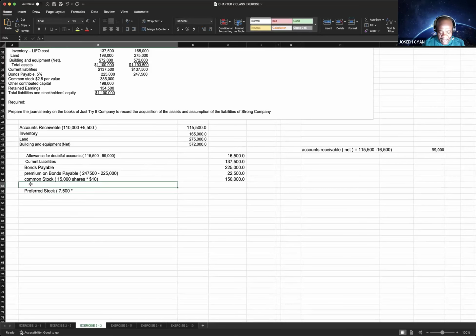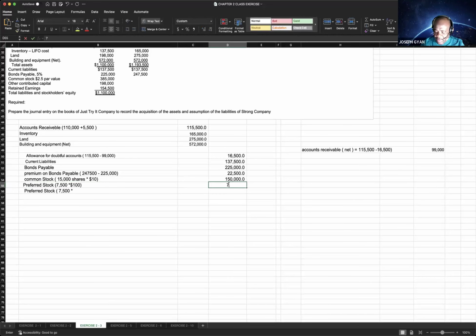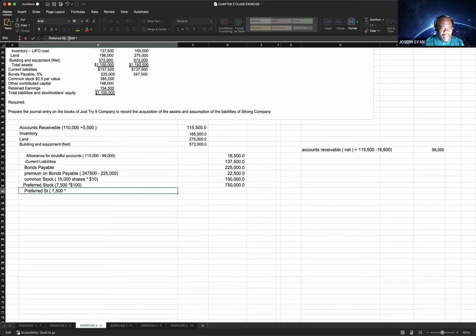Let me bring this one here. 7,500 times the par value, which is $100. So multiply by the $100 here. If I'm not mistaken, is it 750? Yes, it is, Professor. So 750,000. Then we have the other contributed capital here.